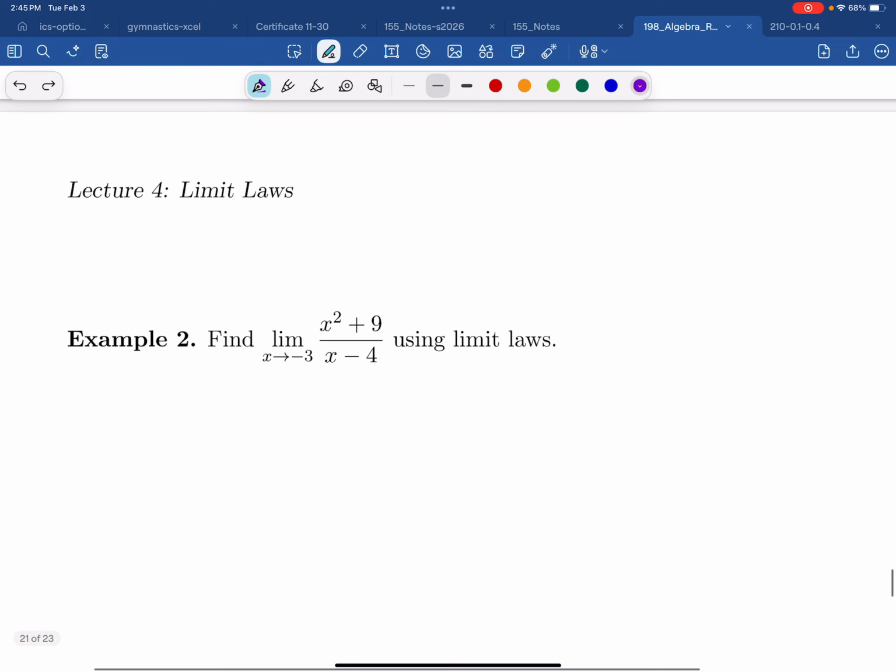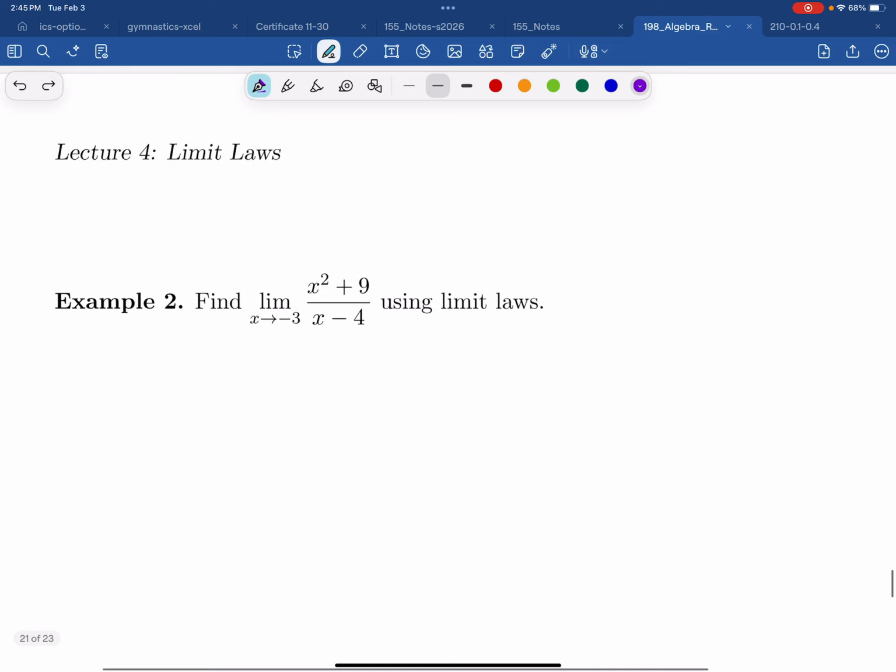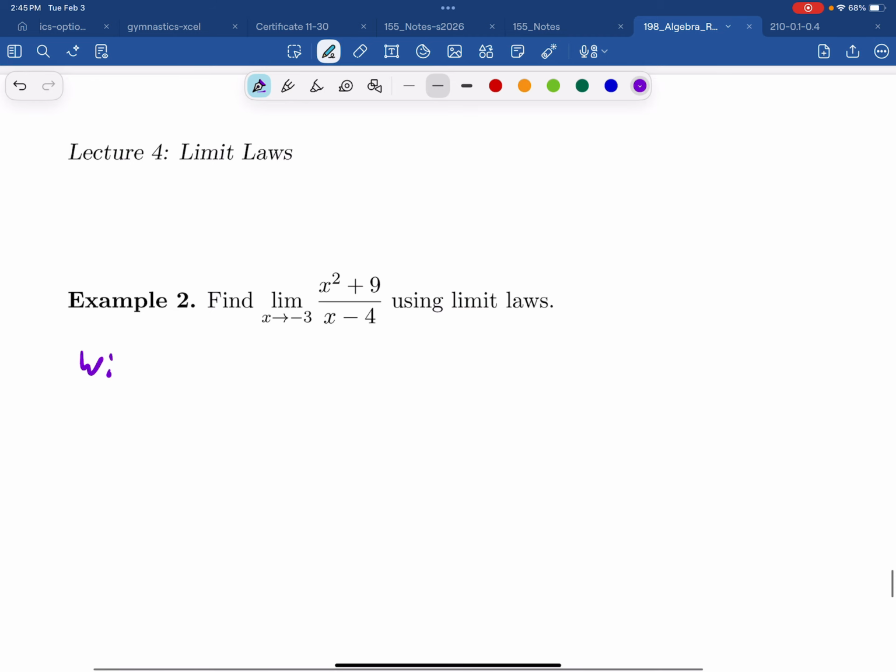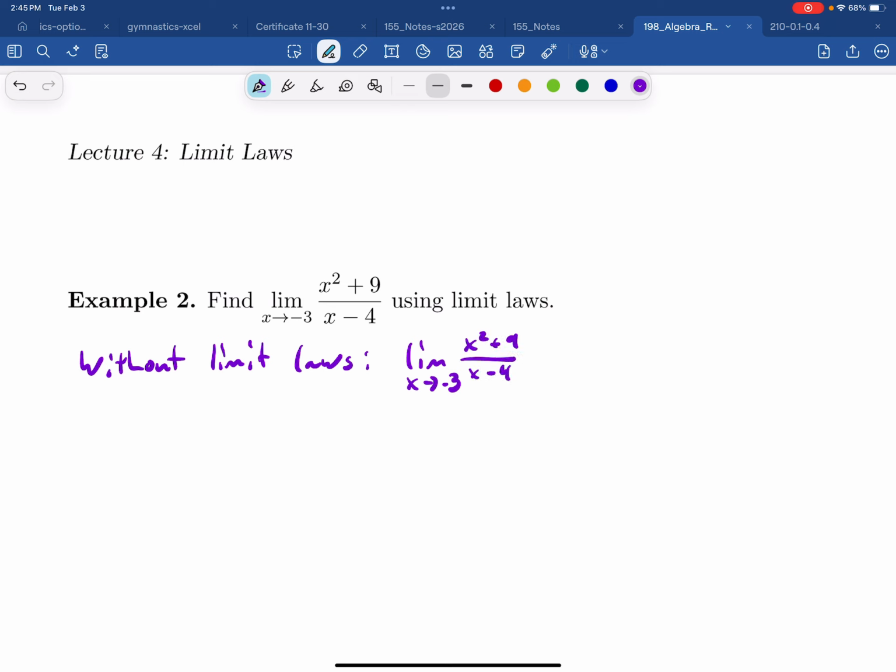Suppose we have something basic like this. Find the limit as x approaches negative 3 of x squared plus 9 over x minus 4. Now, normally, without limit laws, we would just say the limit as x approaches negative 3 of x squared plus 9 over x minus 4 equals negative 3 squared plus 9 over negative 3 minus 4, which winds up being 18 over negative 7, or just negative 18/7. Done. That took us about 10 seconds.